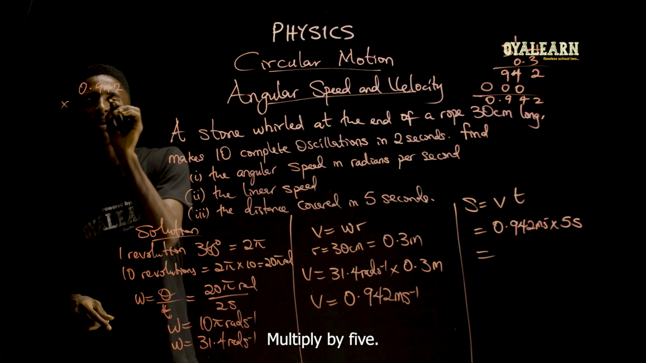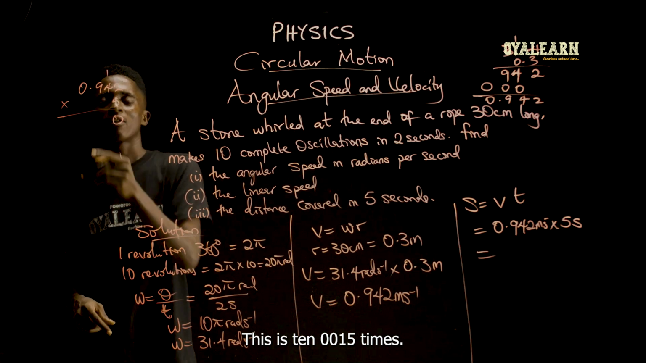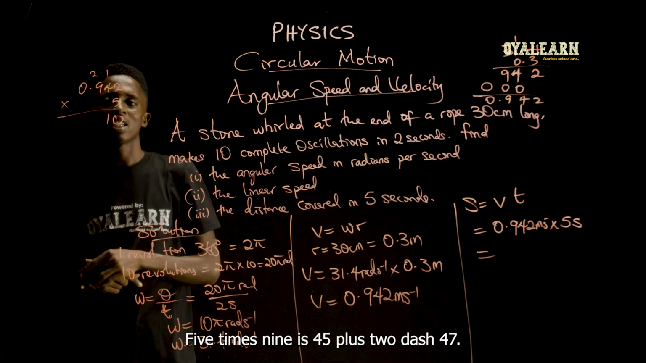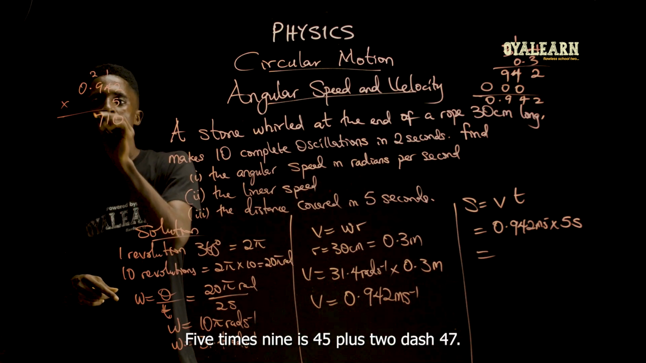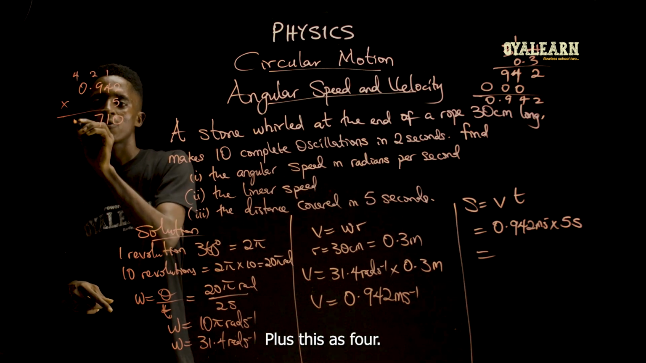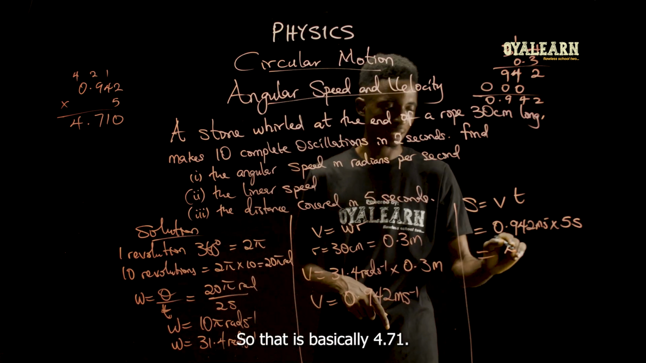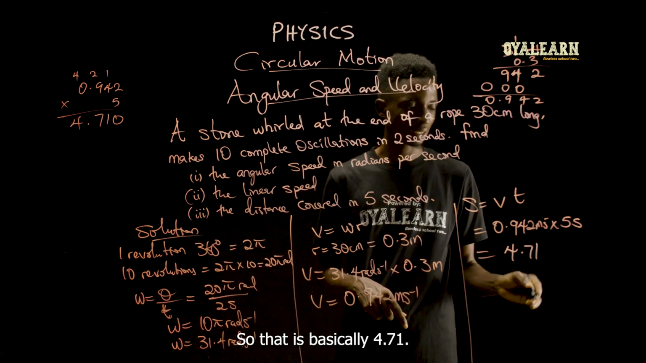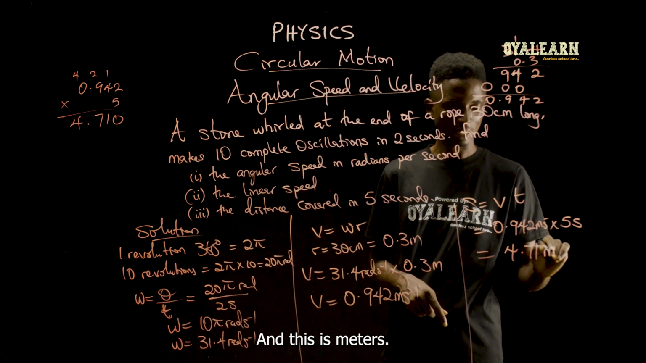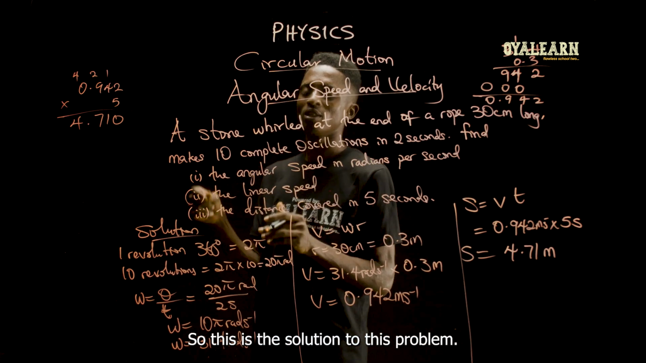0.942 multiplied by 5. This is 10, 0 carry 1. 5 times 4 is 20 plus 1, that's 21. 5 times 9 is 45 plus 2, that's 47. 5 times 0 is 0 plus this, that's 4. So 4.710. So that's basically 4.71. And this is in meters. So, this is the solution to this problem.